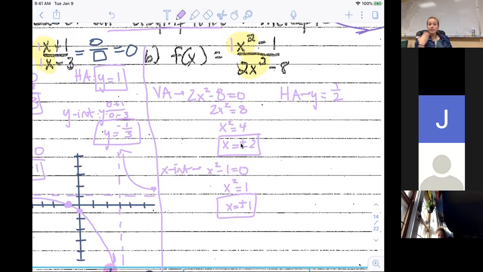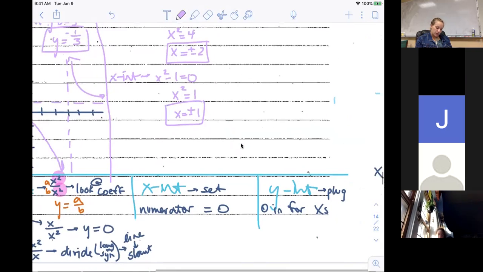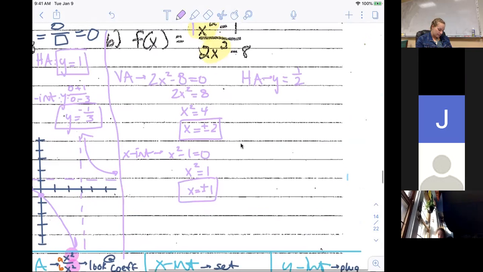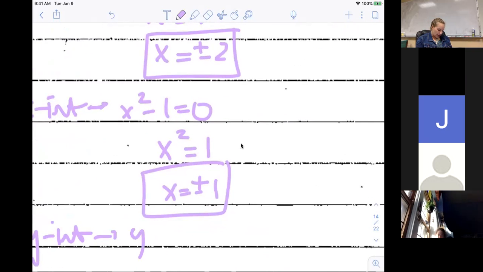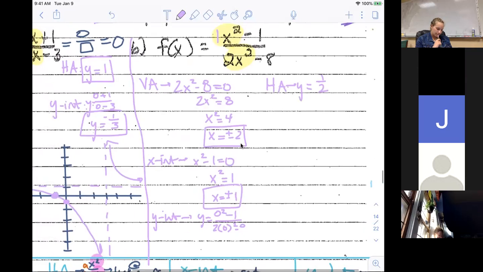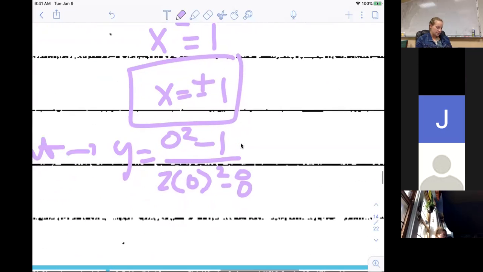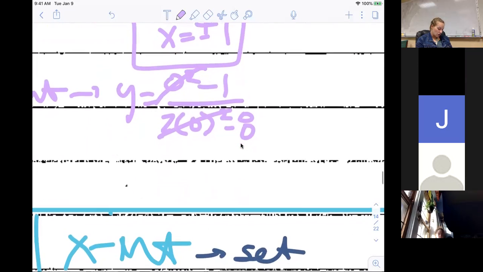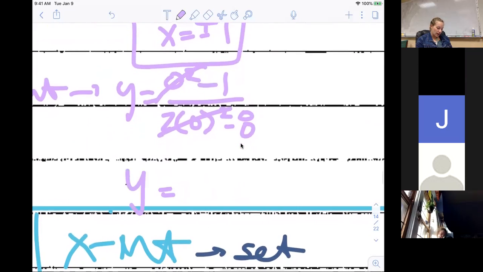All right, and then the last, mathematically last algebraic thing we need to find is my y-intercept, which means I plug 0 in for my x's. So my y-intercept is y equals 0 squared minus 1 over 2 times 0 squared minus 8. Yep, I copied that right. 0 squared goes away, 0 squared goes away, 2 times 0 is 0, so I get y equals -1 over -8, which is just +1 over 8.